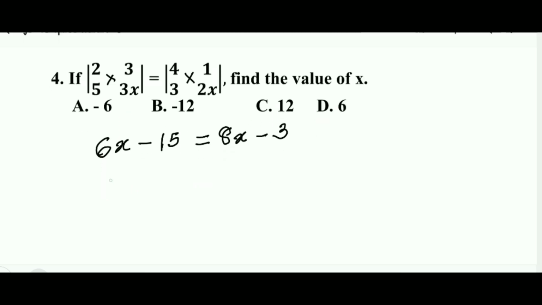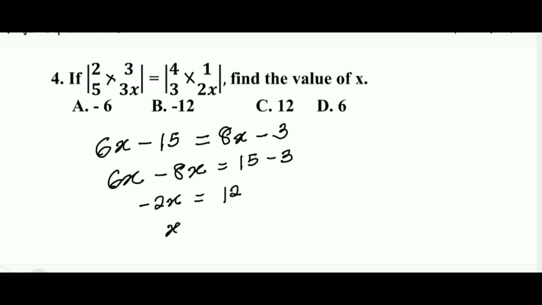So you simplify 6x, you take 8x to the other side, becomes minus 8x. When you take 15 to the right hand side, becomes plus 15 minus 3. And so this is minus 2x equals 12. And the value of x is 12 divided by minus 2. And so this gives an answer of minus 6. And that's option A. You see, you don't have to skip. You just solve it and you move to the next one. So let's move on to the next problem.